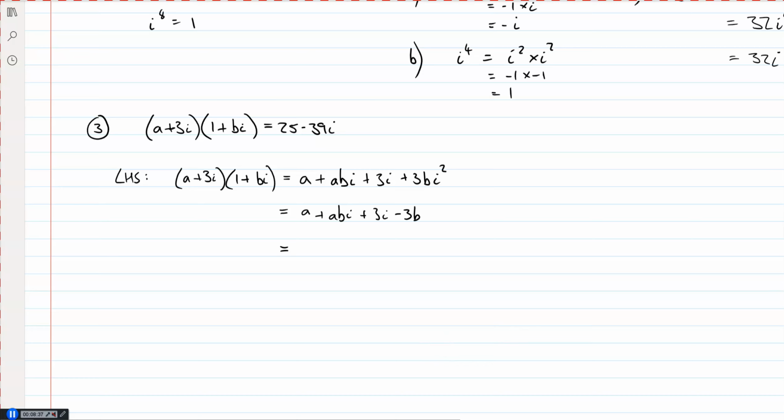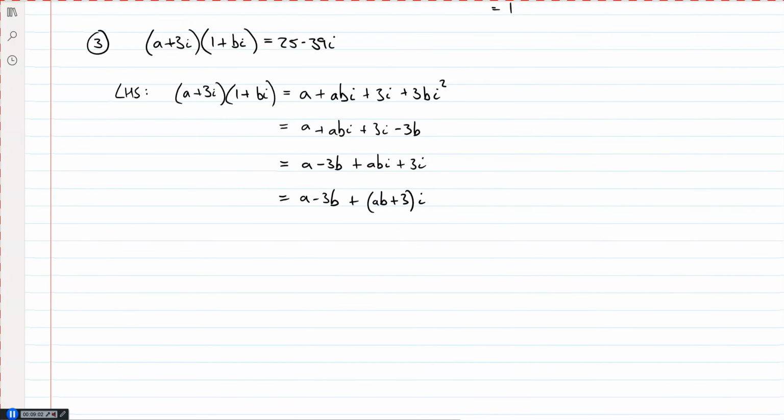3b. And then we're going to put our real bits together, so the bits without the imaginary parts, so a minus 3b. And then the bits with the imaginary parts, plus 3i. And then if we want to be extra clever, which obviously we want to be, we can take out the i. So we've got our real bit here and our imaginary bit here. Okay, so then we can have a little look at the full question. So therefore we can say that this part, a minus 3b plus (ab plus 3) times i, must be equal to the right hand side, because that's what we're told at the start.